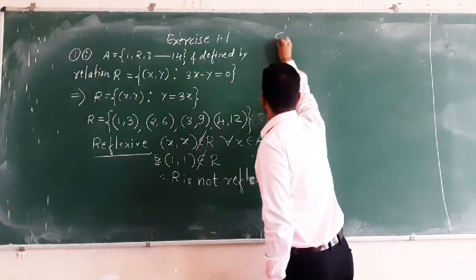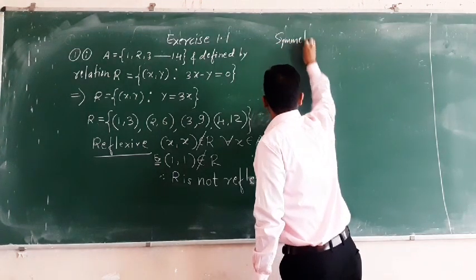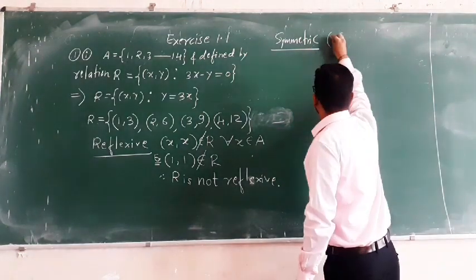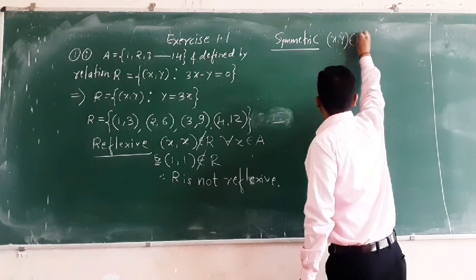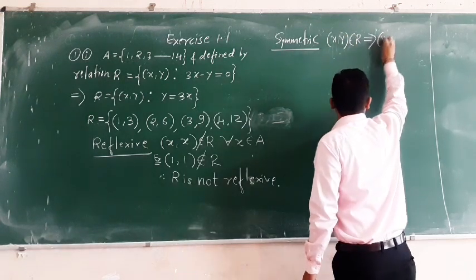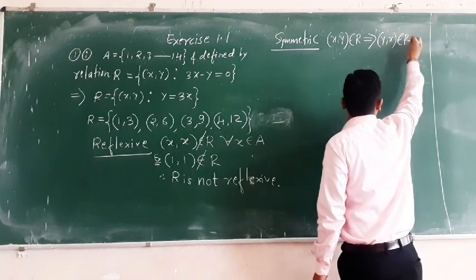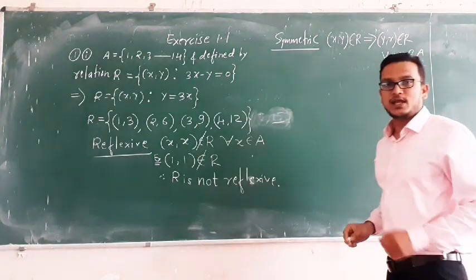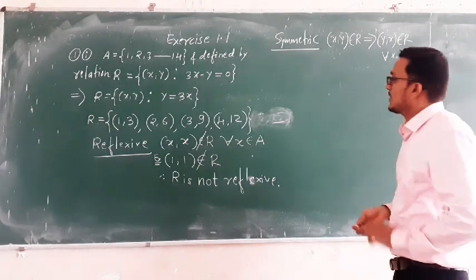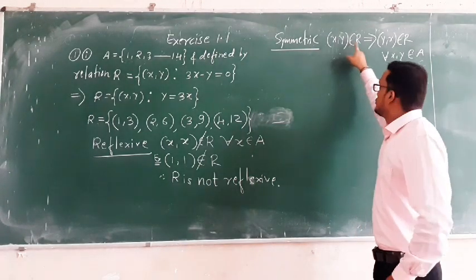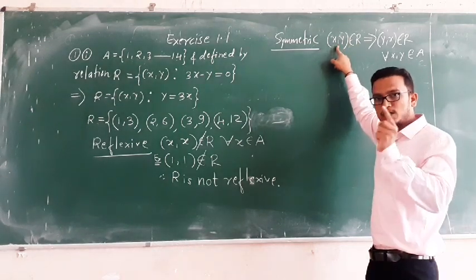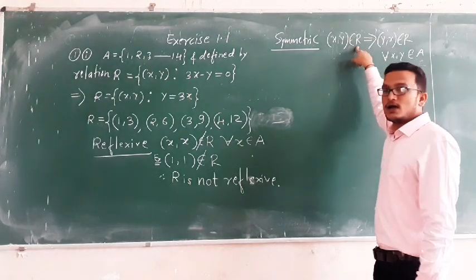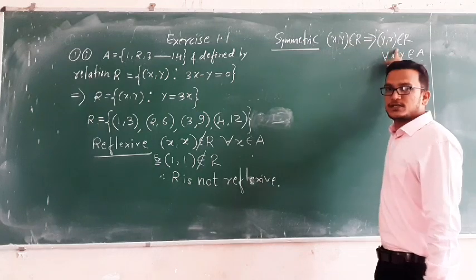So the next definition is symmetric relation. You have to check it. So the definition is what? (x, y) belongs to R implies (y, x) belongs to R, for all x, y belonging to the set A. Now what this relation says is, you have to choose one ordered pair which is present in R. If it is present in R, then its reverse should also be present in R.